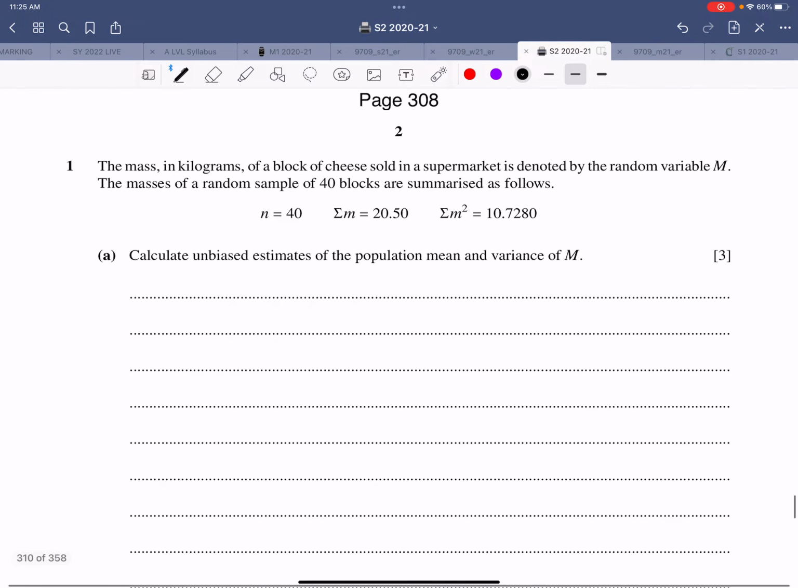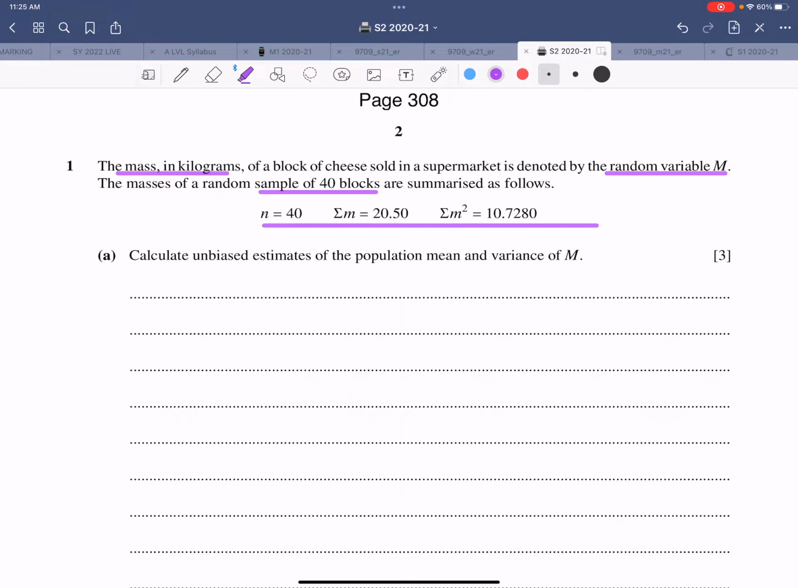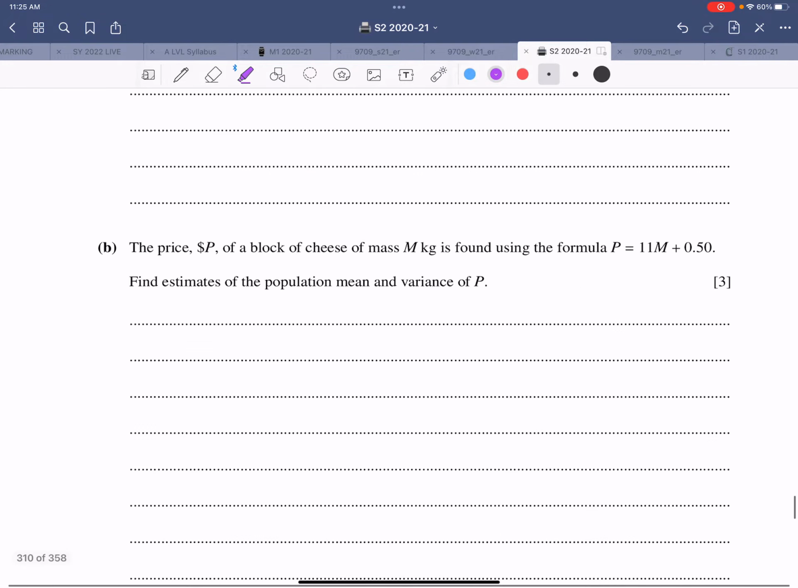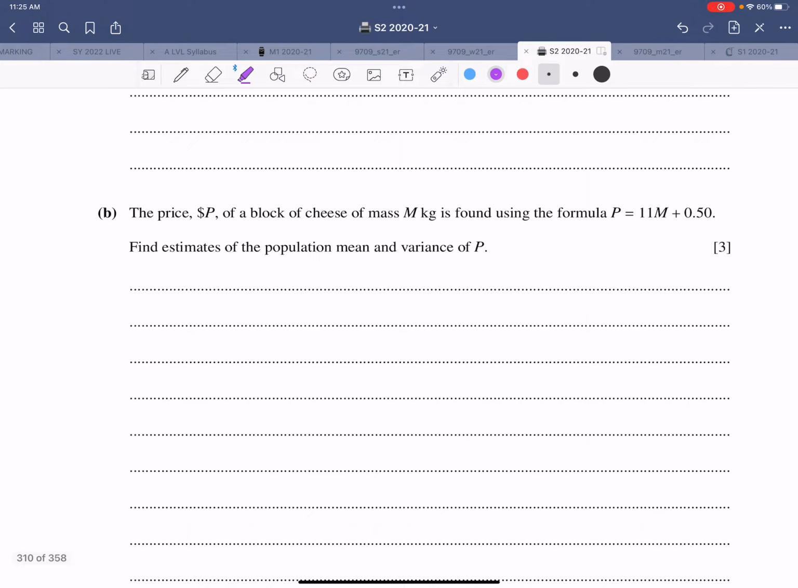The first question. The mass in kilograms of blocks of cheese sold in a supermarket is denoted by the random variable M, that's the mass. The mass of a random sample of 40 blocks are summarized, such and such. Find unbiased estimates of population mean and variance. Second part, the price P of a block of cheese of mass M is found using the formula such and such. Find estimates of population mean and variance of P.